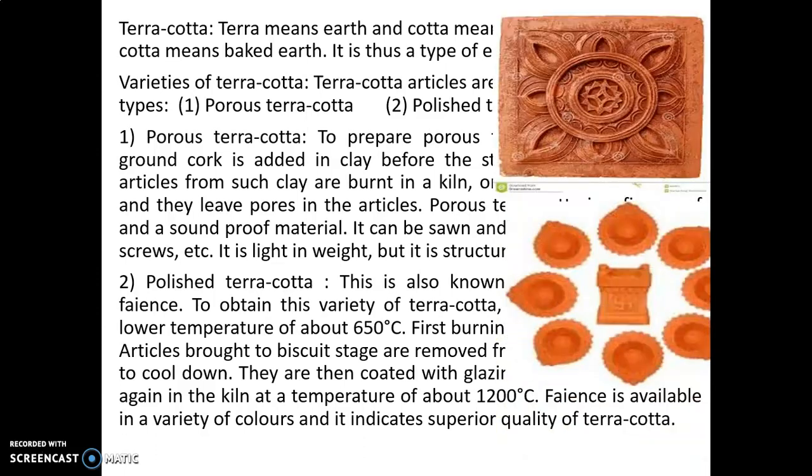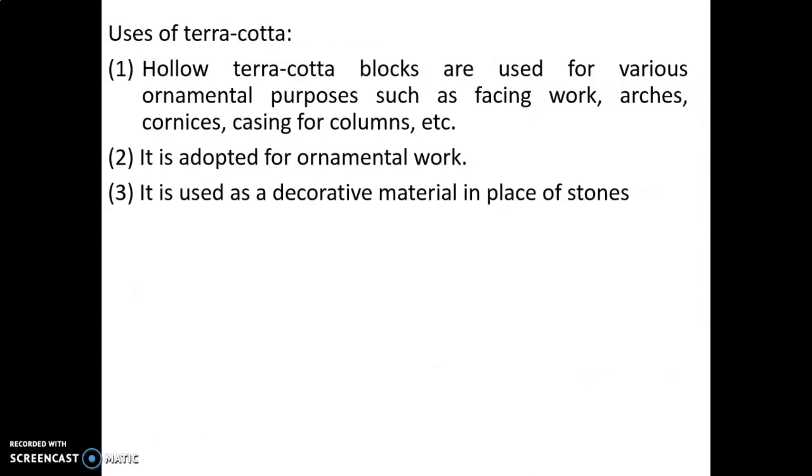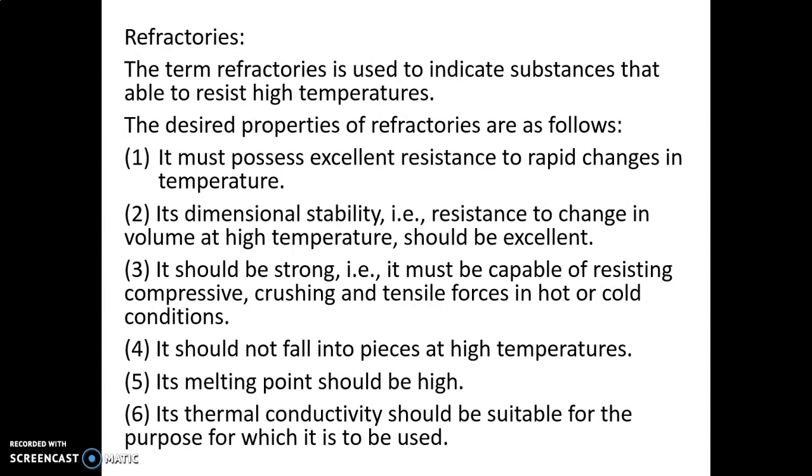So the image shows the porous and the polished terracotta. Uses of terracotta. Hollow terracotta blocks are used for various ornamental purposes such as facing works, arches, cornices, casing for columns, etc. It is adapted for ornamental work. It is used as a decorative material in place of stones.